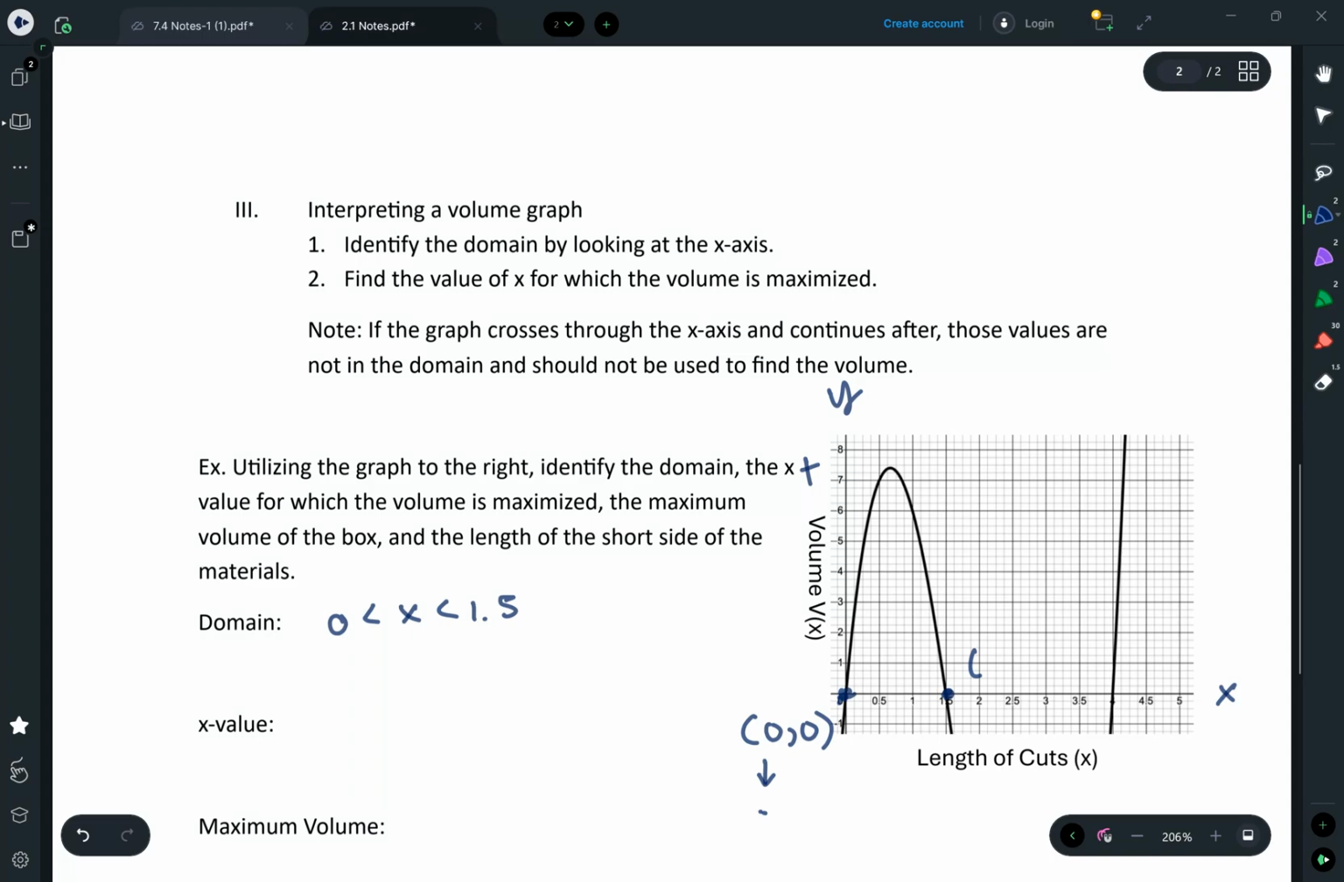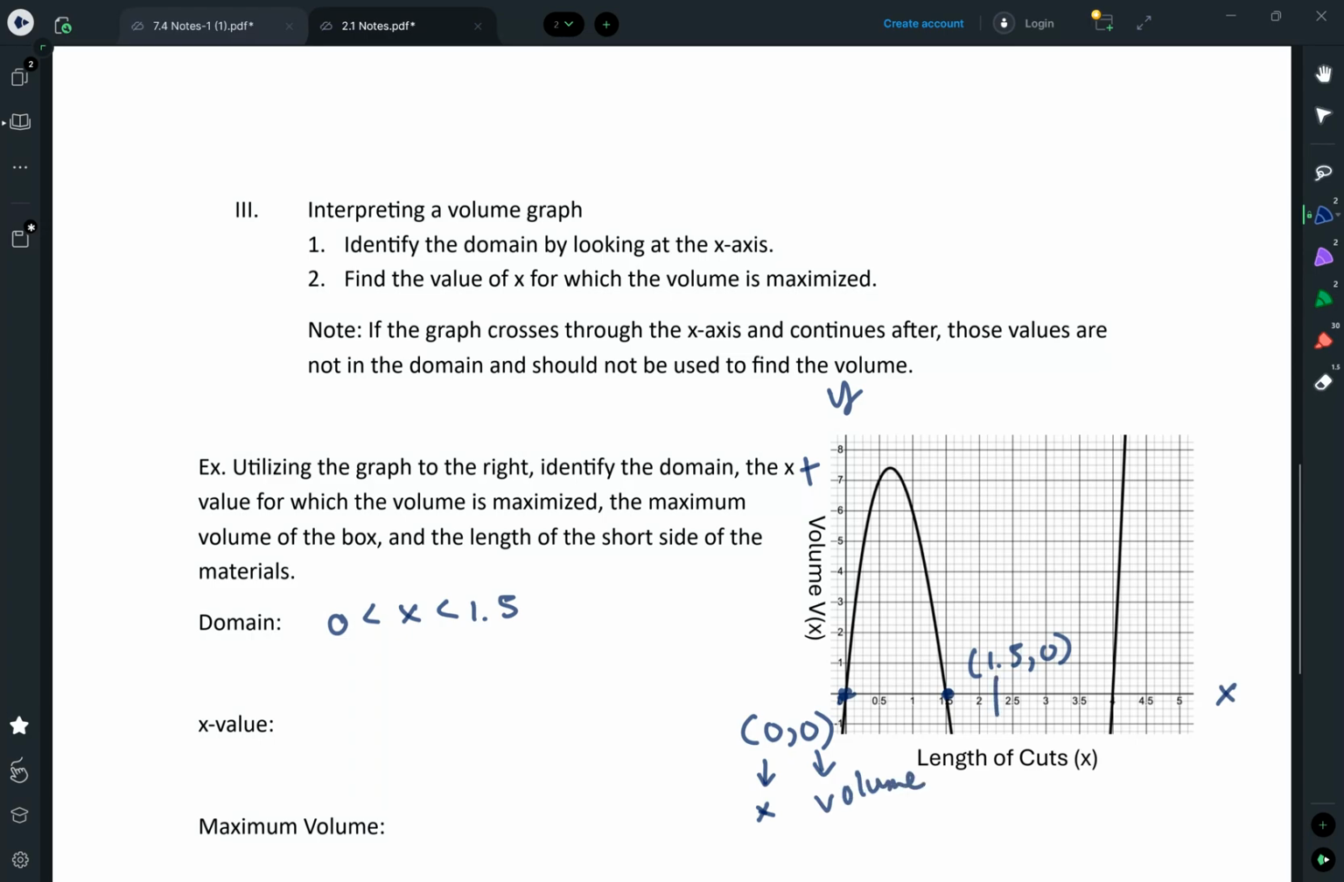1.5, 0. So both of these are saying that this is the amount I'm cutting, this is my x, and this is my volume. Same thing here, I'm cutting out a square that's 1.5 on both sides out of each corner, and it yields a volume of 0. So a volume of 0 doesn't really make sense. I can't have a 0 volume. That's why I'm not making these "or equal to" in there, okay? So that's why it's just 0 is less than x is less than 1.5. That's going to give me a volume.